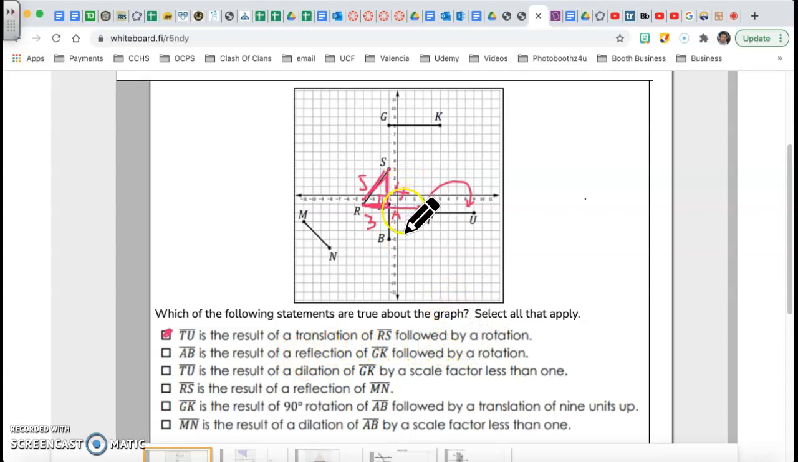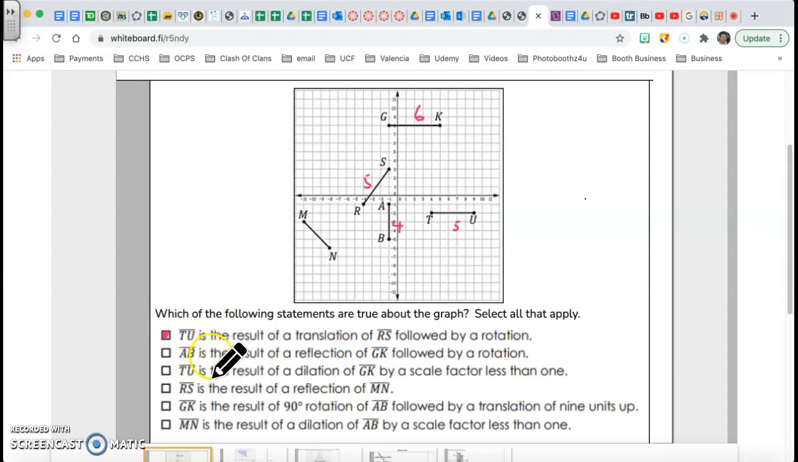Let's see. An easy way to find out is the measure. Let me erase this and find out how long each segment is. AB is 1, 2, 3, and 4. GK is 1, 2, 3, 4, 5, and 6. So this is 6, this is 4, this is 5, this is 5. They're saying that AB is a result of GK. Definitely not, because they have different lengths. So for our answer, only TU, the first one.